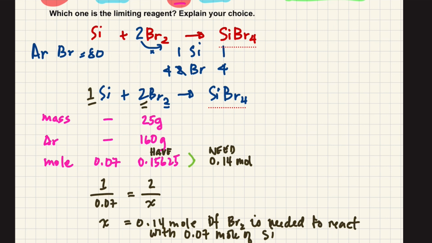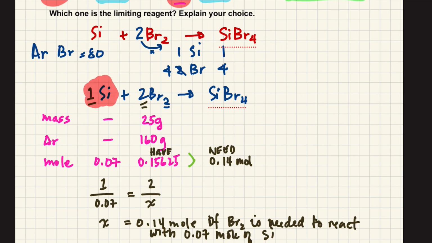That means I have more bromine than what I need. Therefore, bromine is not the limiting reagent, because we have more than what we need. So that means silicon is the limiting reagent.